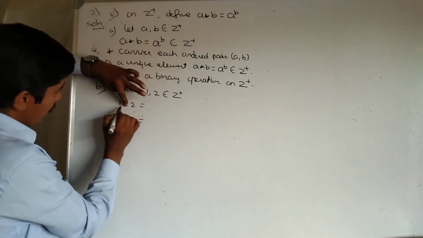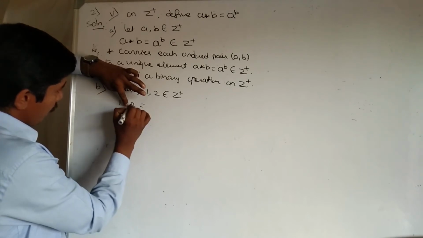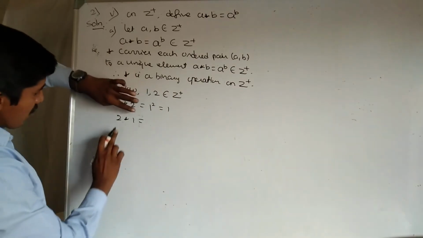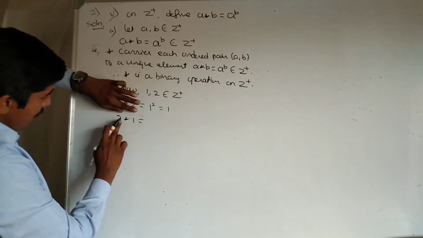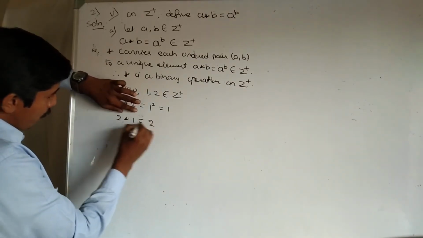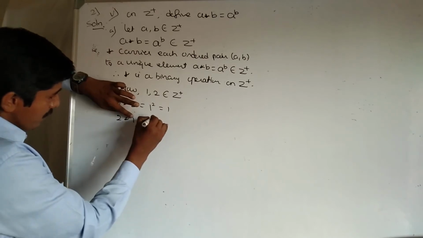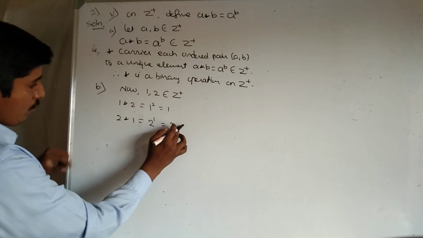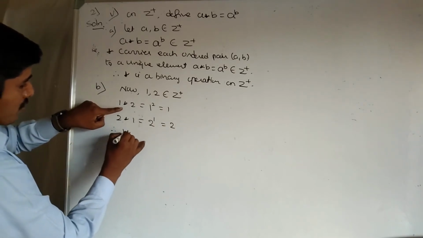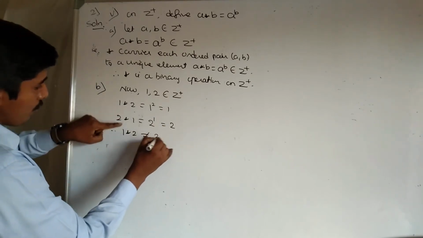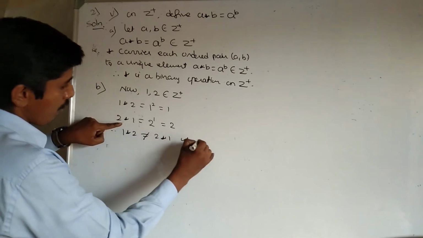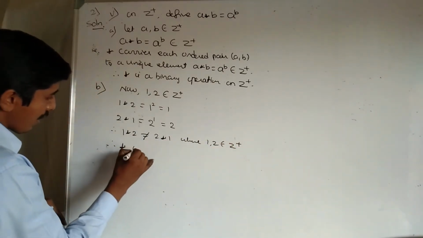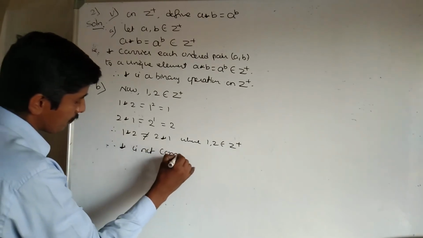Here 1 star 2 means 1 power the second element 2, that is 1 squared, which is 1. Next, 2 star 1 means 2 power 1, which is 2. 1 is not equal to 2, therefore 1 star 2 is not equal to 2 star 1, where 1, 2 belong to Z plus. Therefore, star is not commutative.